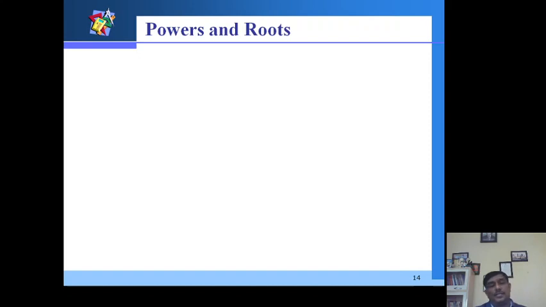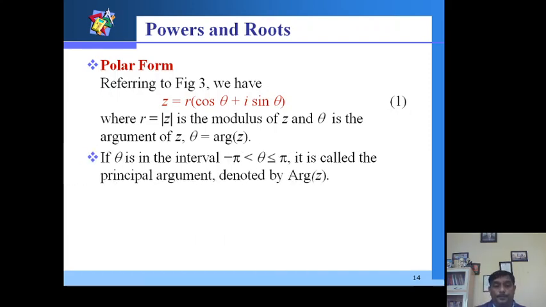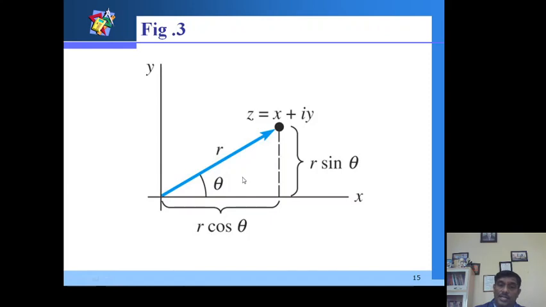Now we will discuss the powers and roots. A complex number can also be expressed in polar form. The Cartesian form of a complex number is z = x + iy. You can see in this diagram that z = x + iy is the Cartesian form, which can also be written as (x, y).